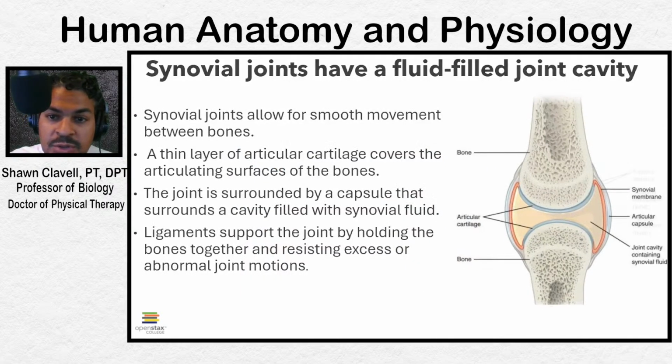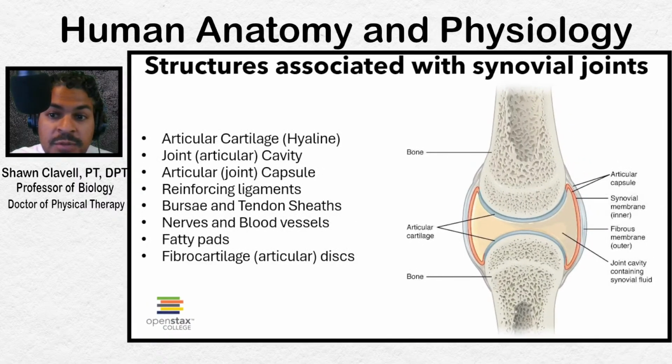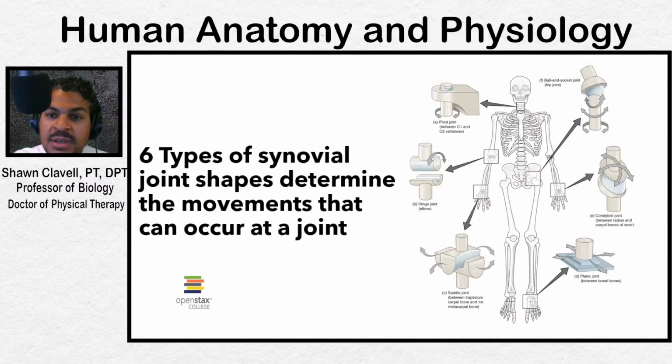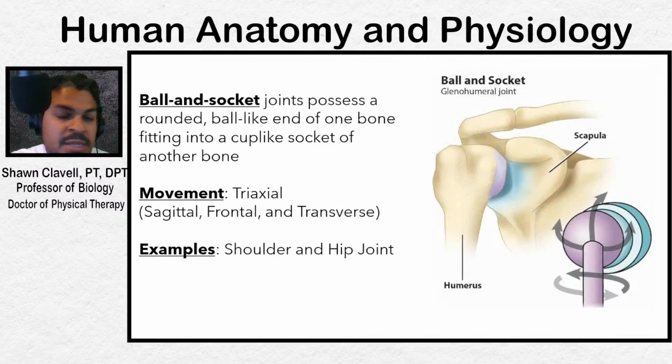There are many structures that you should also be associating with synovial joints, and so that's kind of what we're looking at. Then we get into the 6 types of synovial joints. These different types of synovial joints allow for different movement. The best example here is our ball and socket joint, which allows for all the movement available: flexion, extension, abduction, adduction, as well as internal and external rotation. This occurs at the hip and at the shoulder.